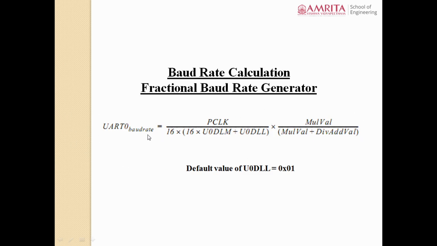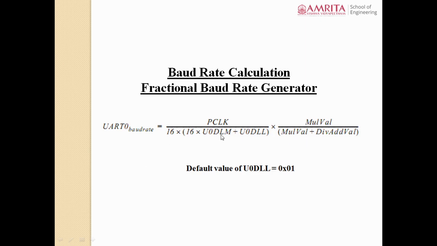My aim is to generate a baud rate of 9600. So for generating a baud rate of 9600, provided PCLK is 15 MHz, what should be the values of U0DLL and U0DLM and these other terms? You need to calculate the values of all these things. This part is not so important, it is only for error correction. Your actual important equation is till here. If you want error correction, you need to configure this also. Otherwise, that is not so important.